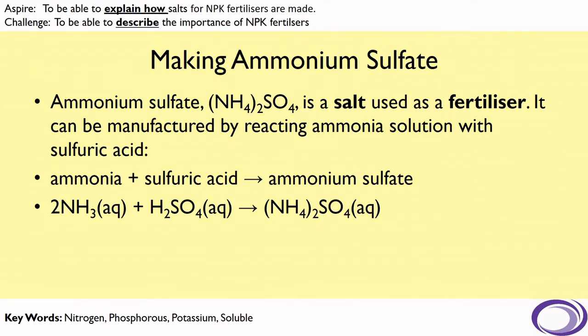Now, ammonium sulfate can be made in different ways. Ammonium sulfate is a salt used as a fertiliser. It can be manufactured by reacting ammonia solution with sulfuric acid. In the reaction, ammonia plus sulfuric acid forms ammonium sulfate. Now remember, that is a neutralisation reaction.